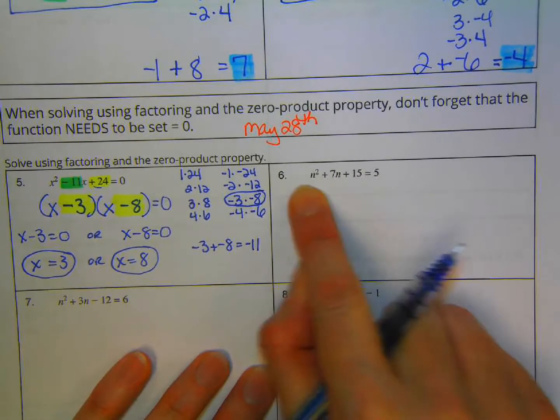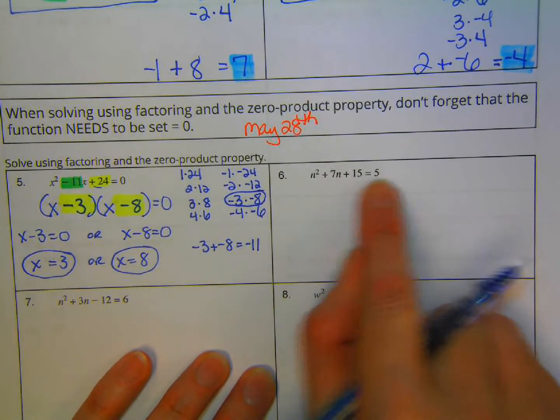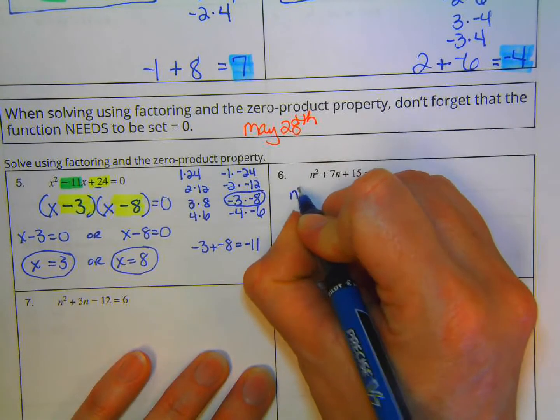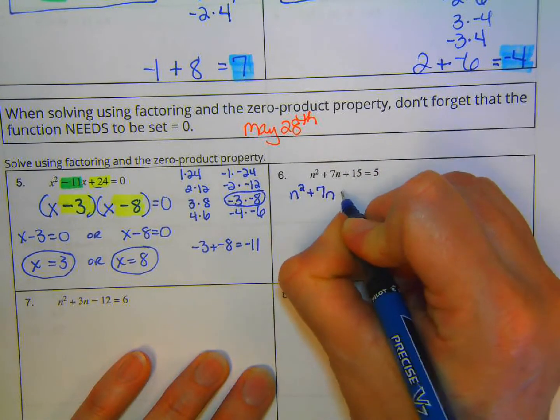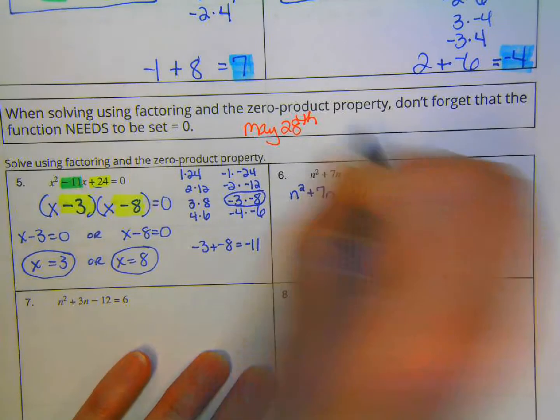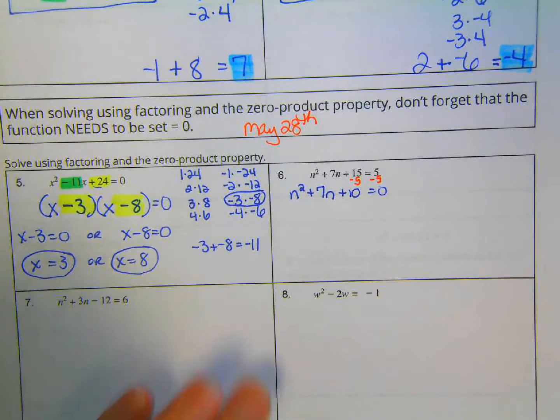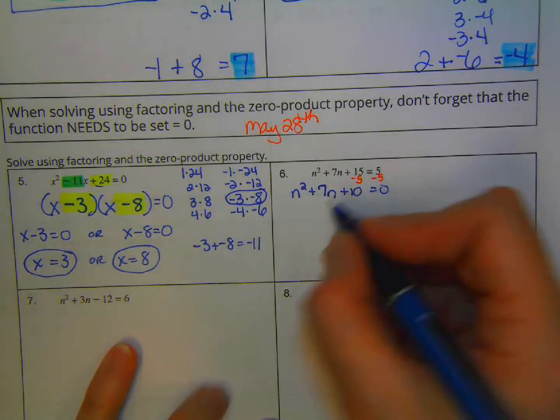Let's do some more. This one right here, we need to have a 0 on one side. We don't. So we need to subtract 5 from both sides. That gives us n squared plus 7n plus 10 equals 0. Again, that comes from subtracting 5 from both sides. And now we need to factor.